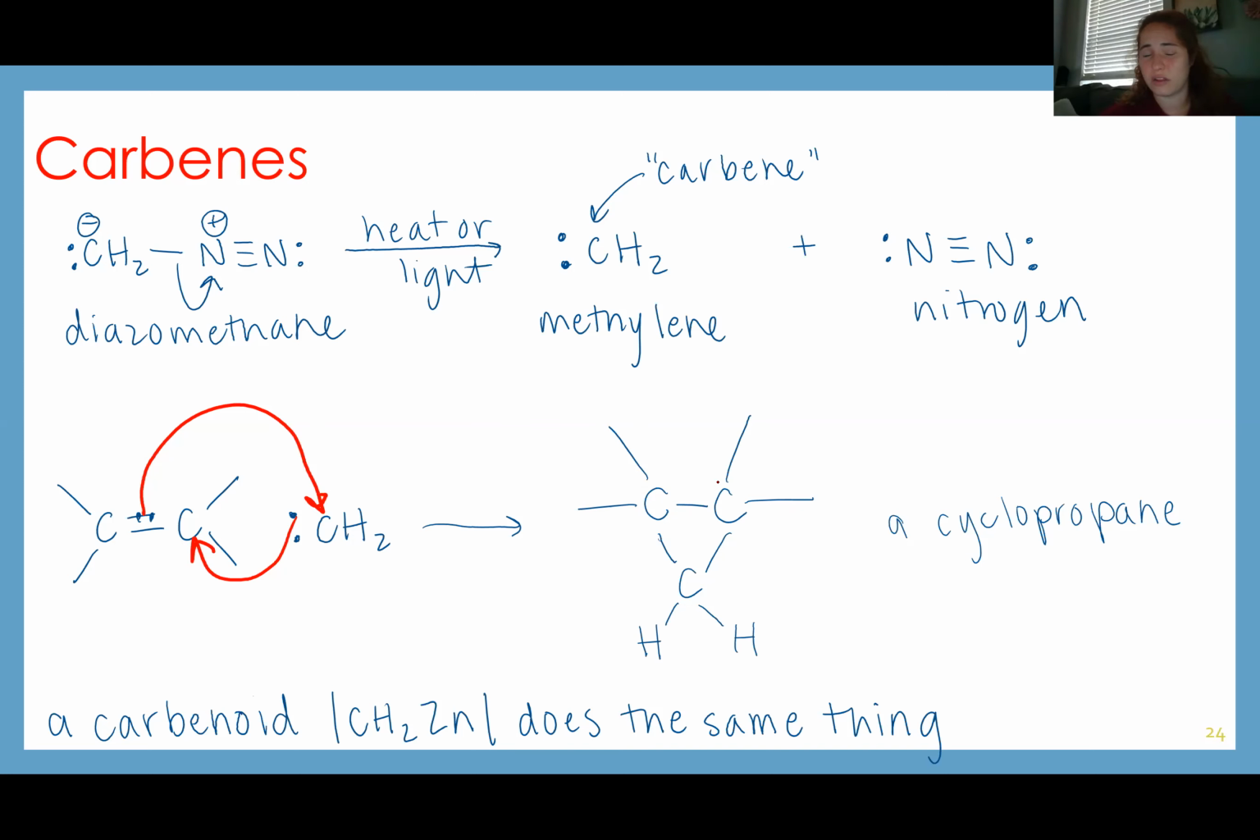I will say that I typically put 2 questions about this on an exam, and it usually does not appear on the final exam. I give you a cyclohexane alkene with some other substituent on it, and then I give you CH2, and I expect you to draw a cyclopropane that is cis, a syn addition.